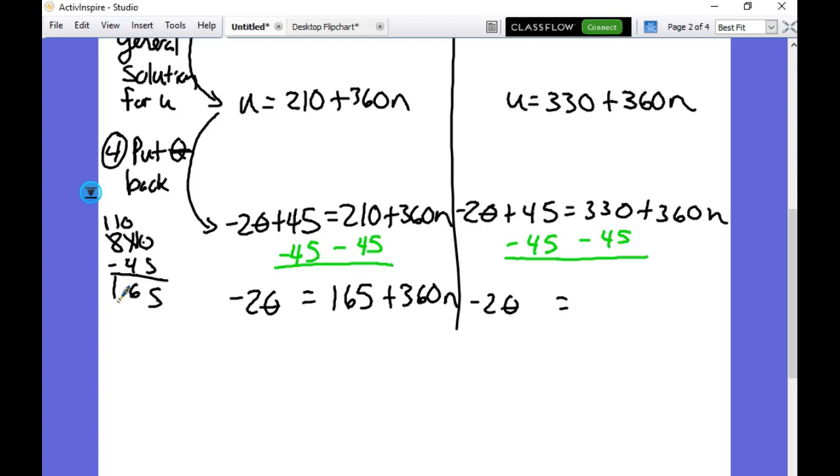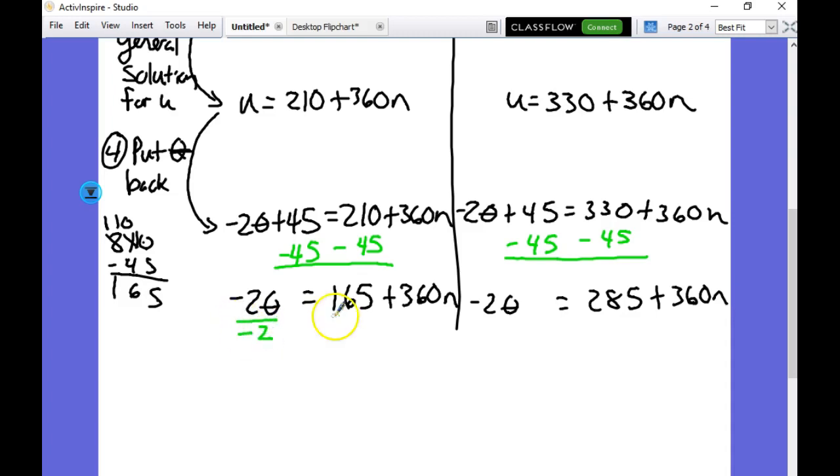All right, let's go ahead and take a look at this one. So what does 330 take away 45? Okay, and then we would divide everything by -2, right? Yep.